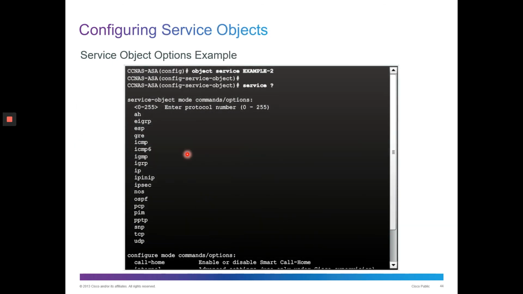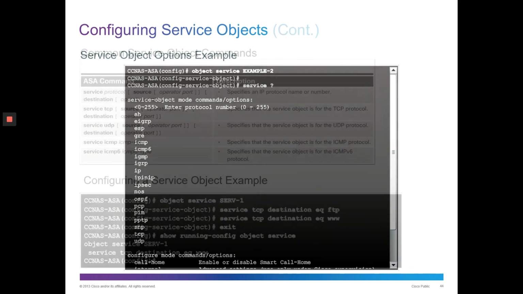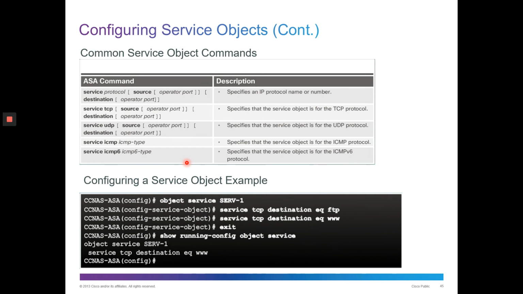This is one example for your service object. In a service, you have different types of services, for example EIGRP, ICMP, you've got IP as well, and TCP. There are different sorts of services where you can configure a service object. This is an example of how to configure a service object. Here we are configuring FTP and WWW, World Wide Web, in this service object. So there are two services configured under one object.